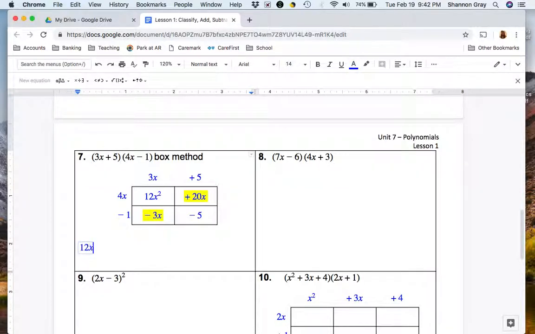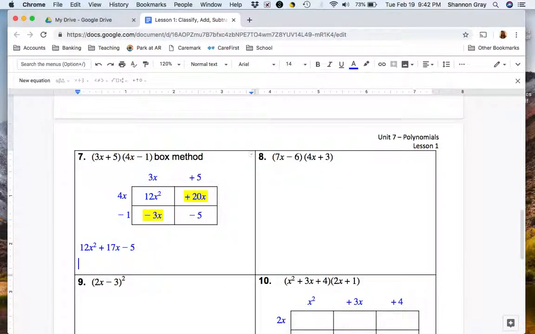So my first term is going to be 12x squared, remembering I want this in standard form, plus, and now I have negative 3x and positive 20x, or positive 20x and negative 3x. Either way you slice it, that's positive 17x, and then my constant term is minus 5. And now I have my standard form polynomial. And this is, again, a quadratic trinomial.